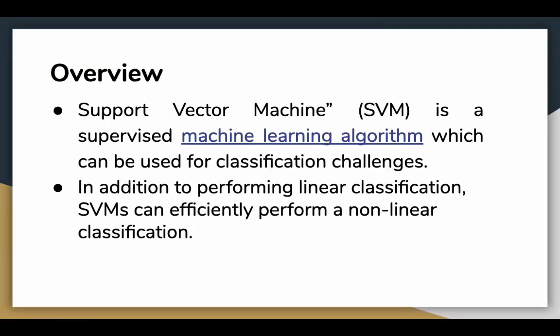Support vector machines are perhaps one of the most popular and talked about machine learning algorithms. They were extremely popular around the time they were developed in the 1990s and continue to be the go-to method for a high-performing algorithm with a little tuning. Support vector machine is a supervised machine learning algorithm which can be used for classification challenges. In addition to performing linear classification, SVMs can efficiently perform on non-linear classification as well.